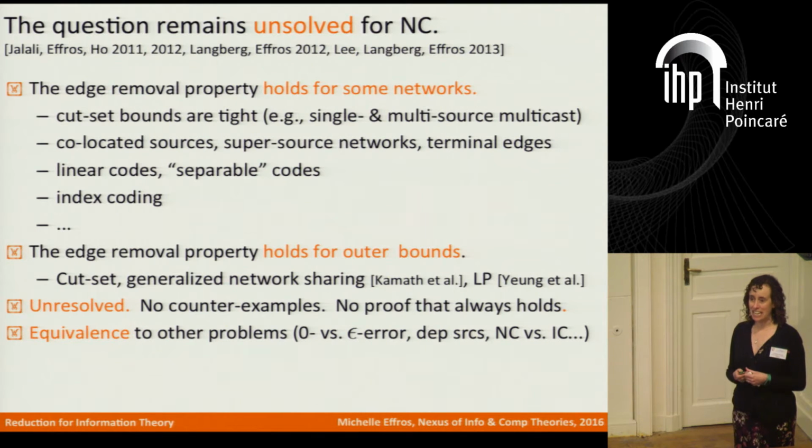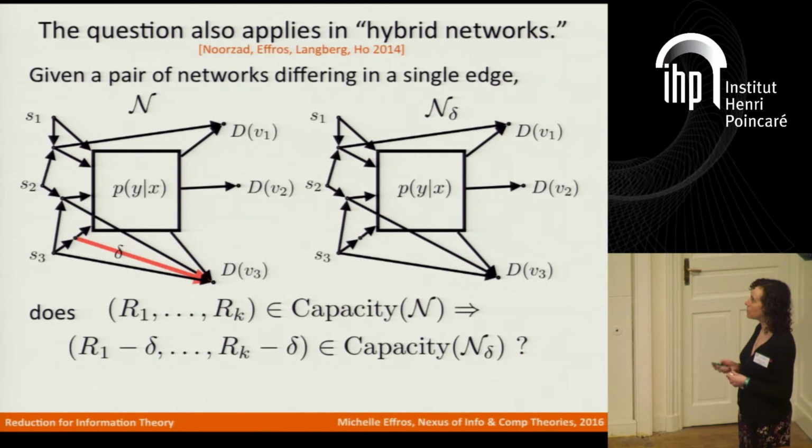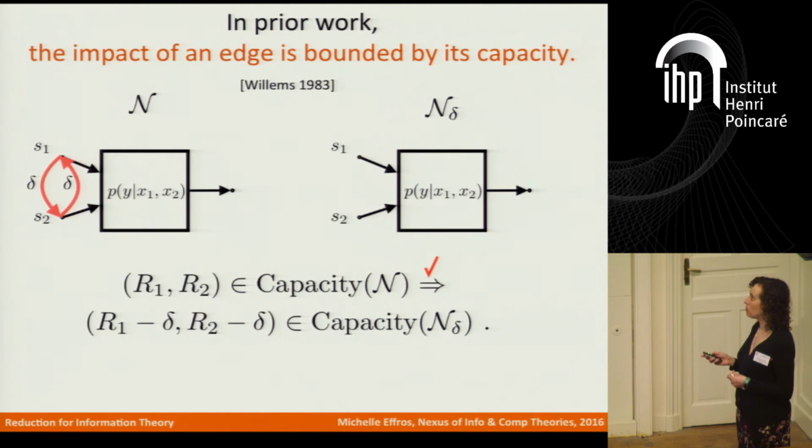Now, in addition to studying this problem in the realm of networks of lossless links, we've also studied this problem in what I'll call hybrid networks, which are networks that contain some lossy components as well as some lossless links. Again, the question is the same. I want to understand whether removing a single edge of capacity delta can hurt my achievable rate by more than delta. And in this realm, actually, we have been able to solve the question.